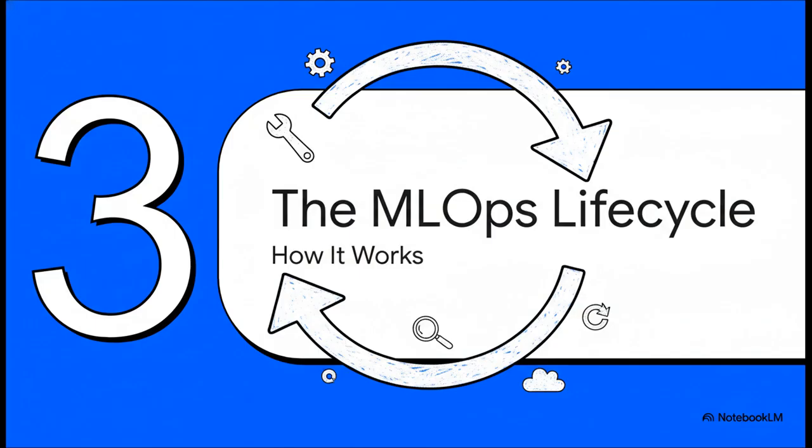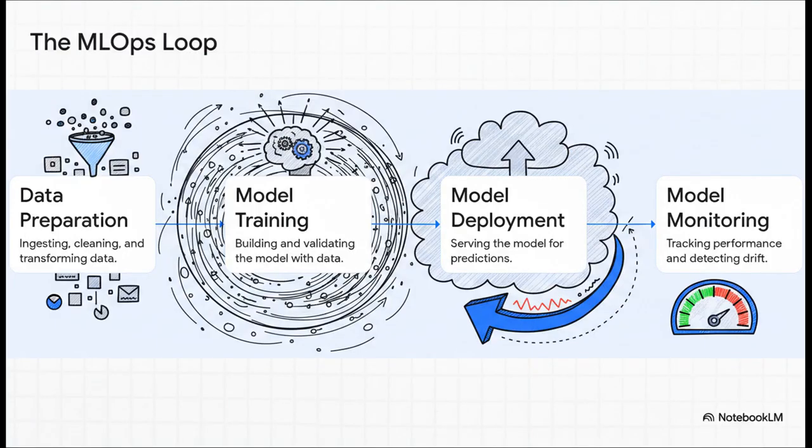Okay, so that's the what and the why. But what does the MLOps lifecycle actually look like in the real world? The key thing to remember is that it's not a straight line from A to B. It's a circle, a continuous, automated loop. And here's that loop in action.